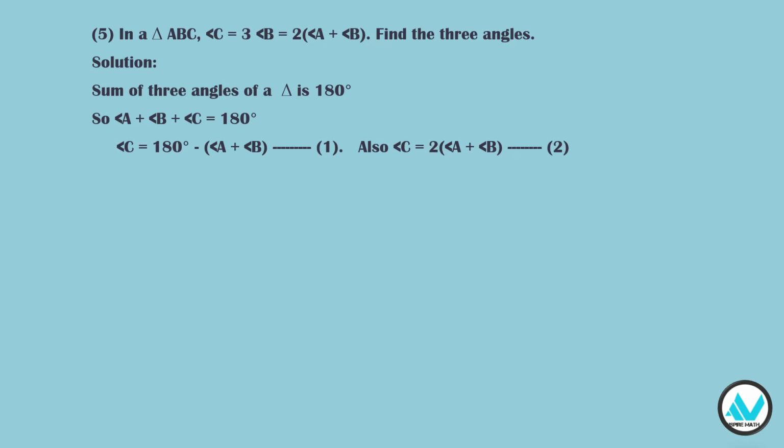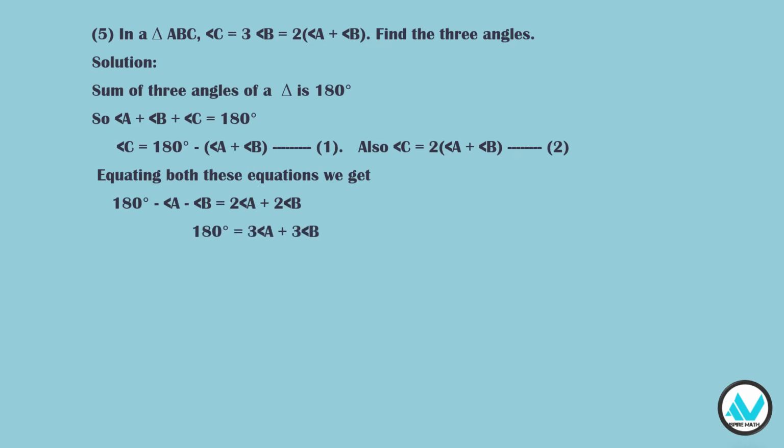Let me call this equation 2. Now let me equate both these equations. I get 180 minus angle A minus angle B equal to 2 times angle A plus 2 times angle B, which gives me 180 equal to 3 angle A plus 3 times angle B. Now let me divide throughout by 3, which gives me angle A plus angle B equal to 60 degrees.